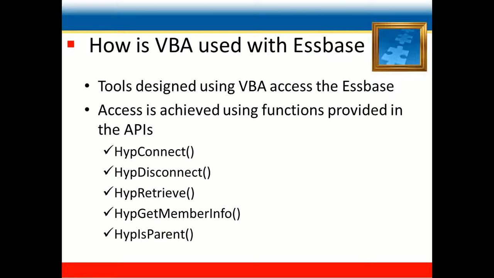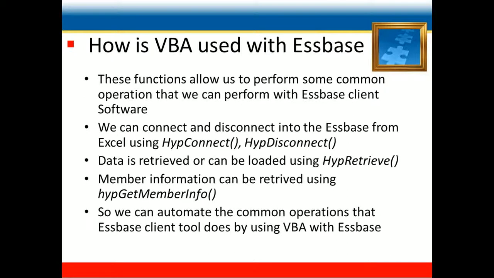Tools designed using VBA access EssBase. So whatever we do using EssBase client software can be done using VBA APIs. This includes connecting to the EssBase data source, disconnecting from the EssBase data source, retrieving the data from EssBase, getting the member information from EssBase, and accessing other data-related things that we generally do using EssBase client software.